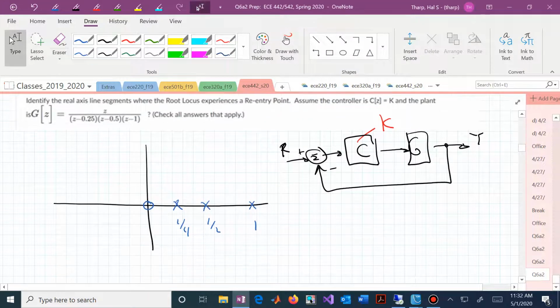Now we can use Rule 2. We've used Rule 1 to locate those poles and zeros. Rule 2 now says, just look for odd numbers of poles and zeros to the right of these line segments.